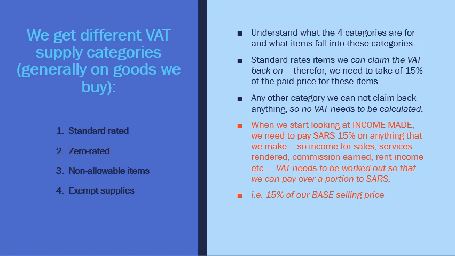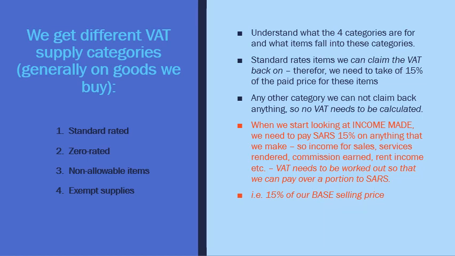Okay, so back to my 4 categories. The first category, I said we have standard rated items, typically things we can claim the VAT back on. So again, let's use a simple example. I've bought some food items for 115 Rand. 15 Rand of that I'm going to be able to claim back from SARS, because I'm a registered VAT business. Any other category we have, we can't actually claim back anything.